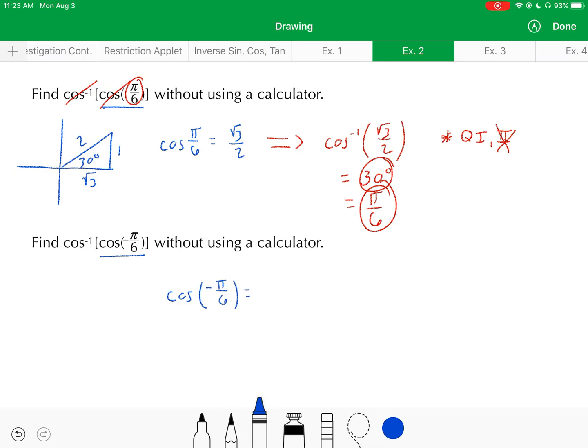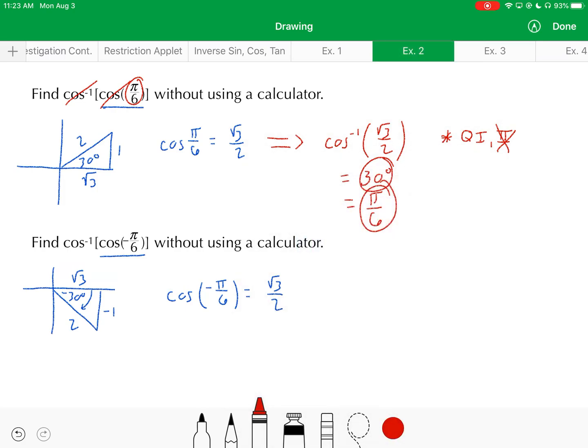Now that would be in the fourth quadrant with a 30-degree reference angle. So here would be 1, radical 3, and 2. So cosine there is positive radical 3 over 2.